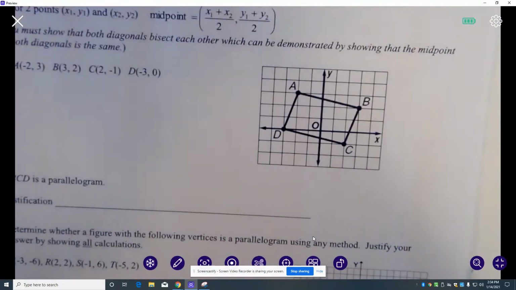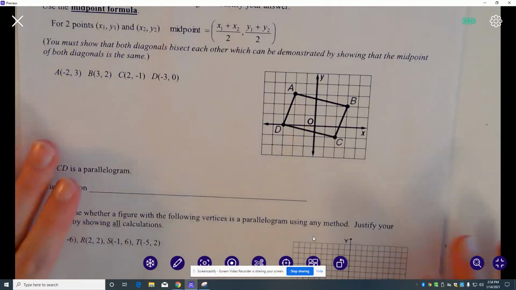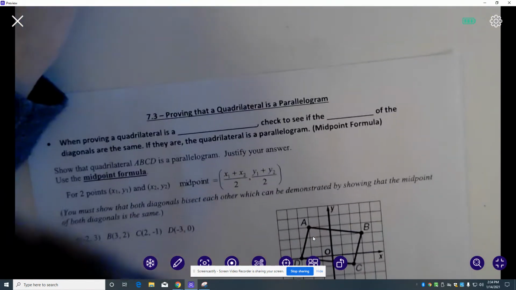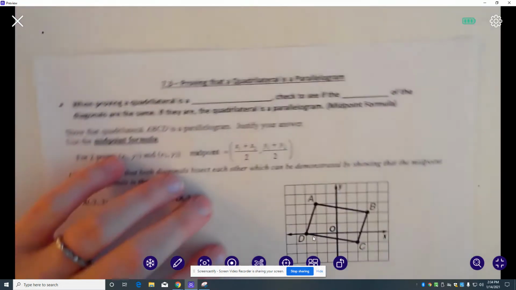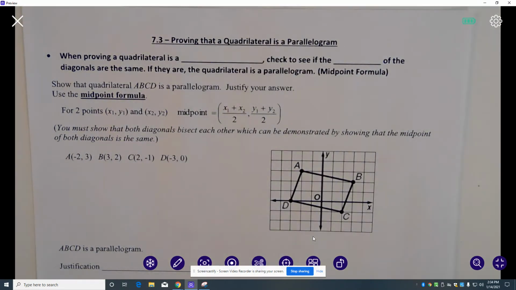In this video, we are looking at the supplemental notes page for lesson 7.3. And on this page, we're going to talk about how you actually prove that a quadrilateral that's on a coordinate plane is a parallelogram.